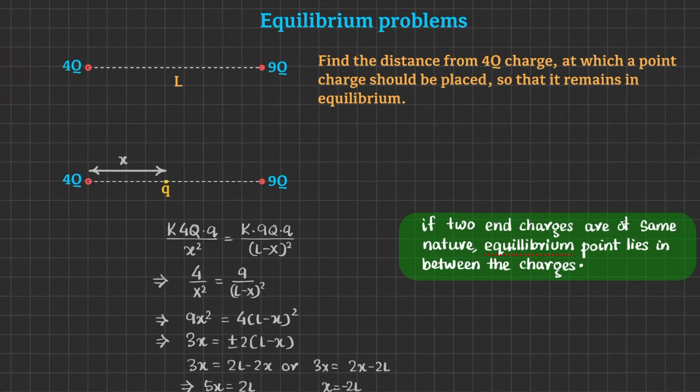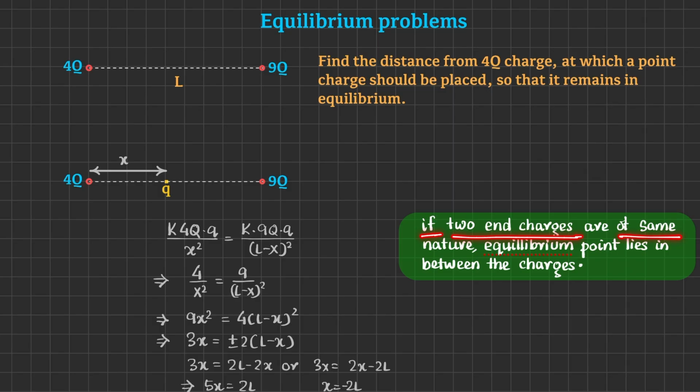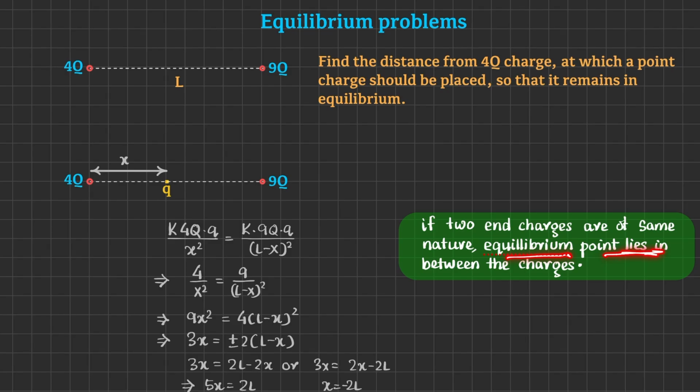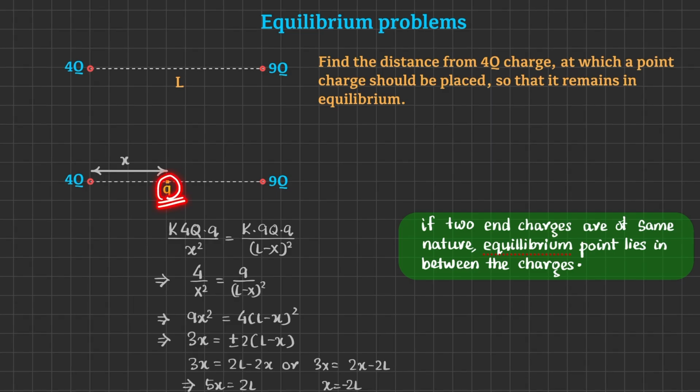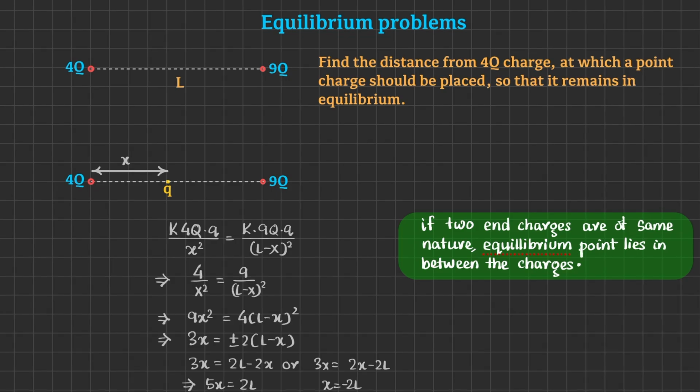So we know that the concept point here says, if two end charges are of same nature, here we have two end charges and they are of same nature, then the equilibrium point will lie in between the two charges. So somewhere in between the two charges it will lie. So I am assuming a third charge, which is q, and keeping it at a distance x from 4q. Now we need to balance the net force on this q, right?